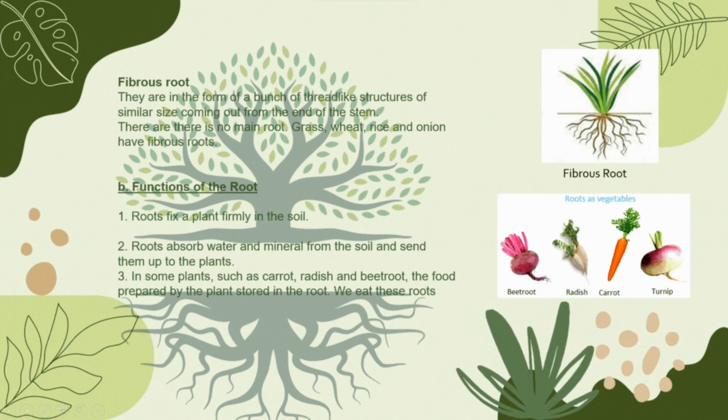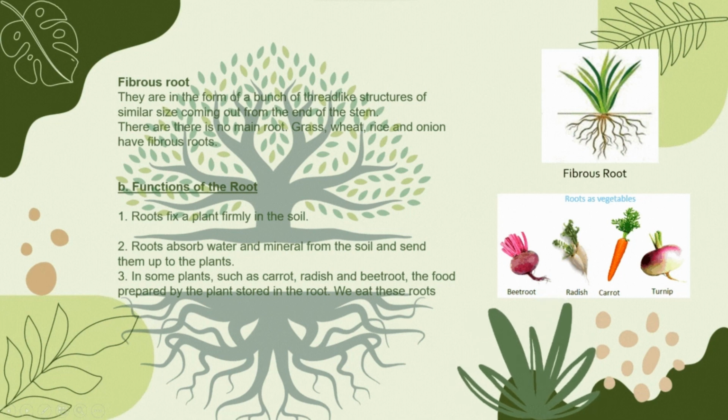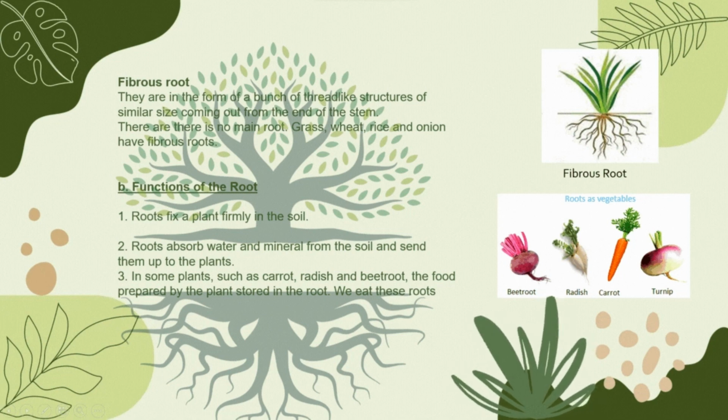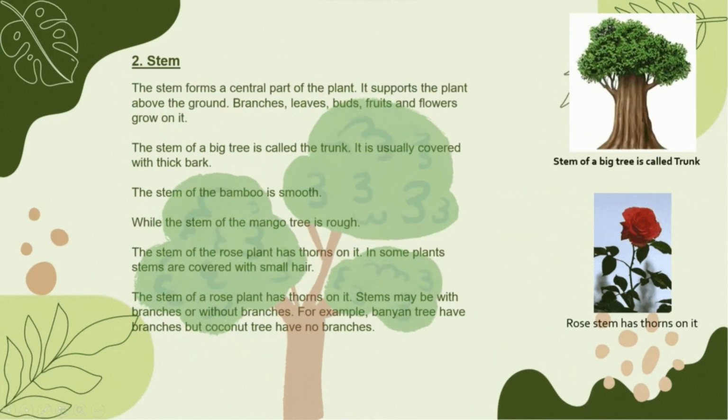Functions of the root. 1. Roots fix a plant firmly in the soil. 2. Roots absorb water and minerals from the soil and send them up to the plant. 3. In some plants such as carrot, radish and beetroot, the food prepared by the plant is stored in the root. We eat these roots.